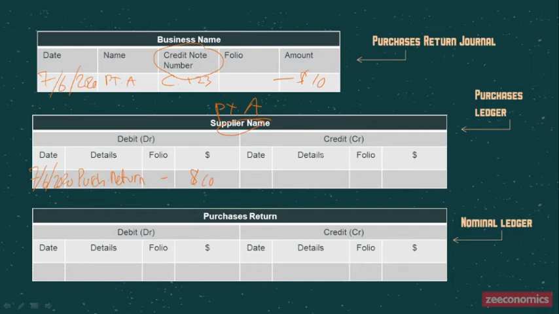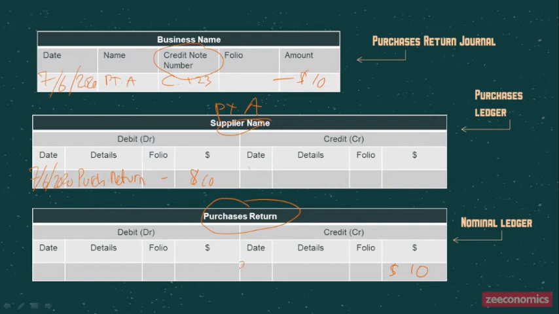credit the purchases returns account in the nominal ledger with the purchases returns journal total. Now we're moving to the nominal ledger, the purchases return account. We have already debited the PTA, the supplier's account, and on the credit side it will be the purchases return account. The total amount would be $10.